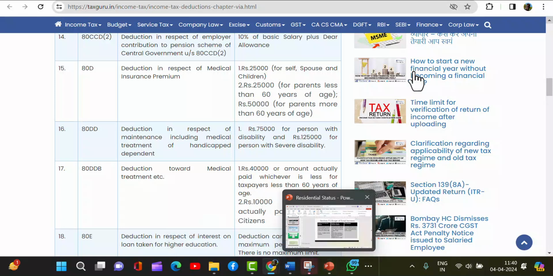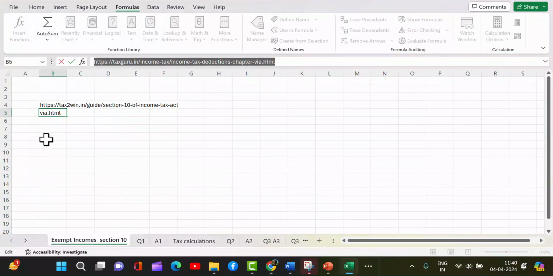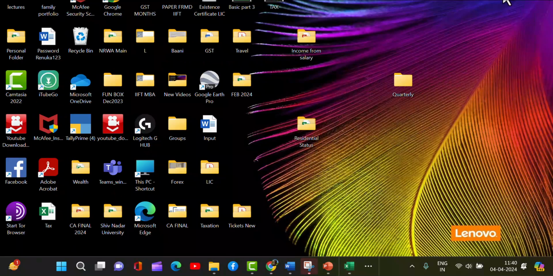So this is 80C. Then we have one more, section 10. Just open this also. Copy and paste and open it. I have already opened it, so I'll just show you.